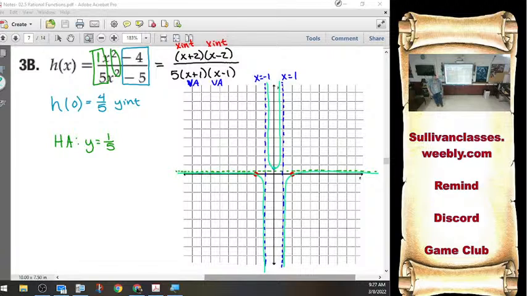There you go. Okay. So again, if I'm checking this on daily quiz, I'm checking this on your quiz on Tuesday next week. I'm looking at vertical asymptotes, horizontal asymptotes, x-intercept, y-intercept, general shape is correct. Okay? Make sure that you're labeling stuff.